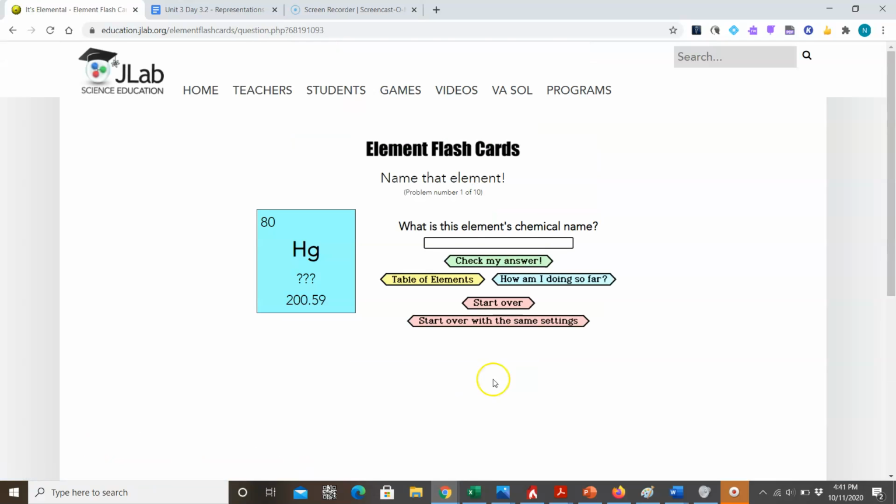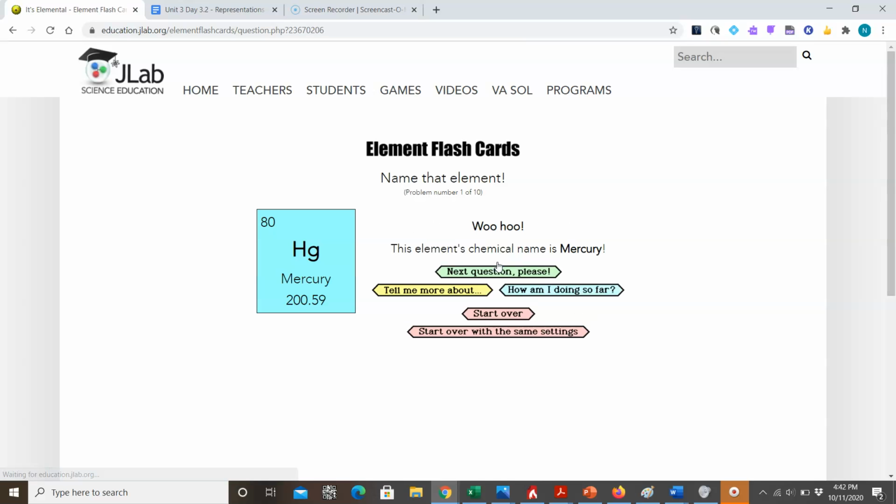So here's your setup, and now they're giving you this element symbol, so you need to know it. Oh, Hg, that's mercury. Okay, check my answer. All right, now if you want to have more options, you can always click on next question. Tell me more about it, maybe you want to learn more about it. Maybe you want to start all over with the same settings or with different settings.